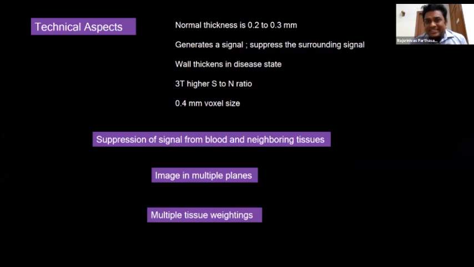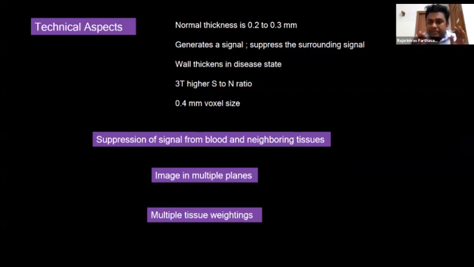Whenever there is a disease state involving the artery, we think that the artery will thicken, and therefore that can potentially generate a signal. To be able to identify the signal, you should suppress the signal from within the lumen and outside the lumen. It's better to use a 3 Tesla MRI because there's a higher signal to noise ratio, and we use a 0.4 mm voxel size.